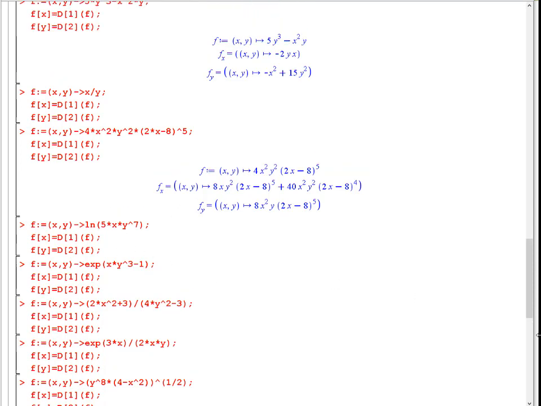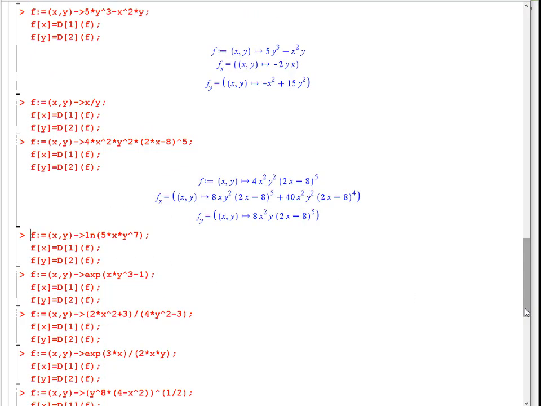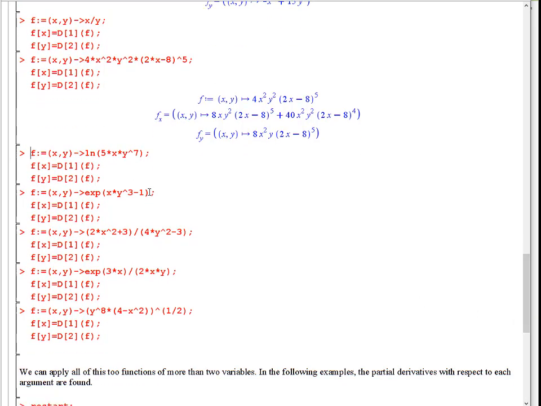Let's continue with the rest of these examples on partial differentiation. And so I think we're going to skip that one and come to this one.